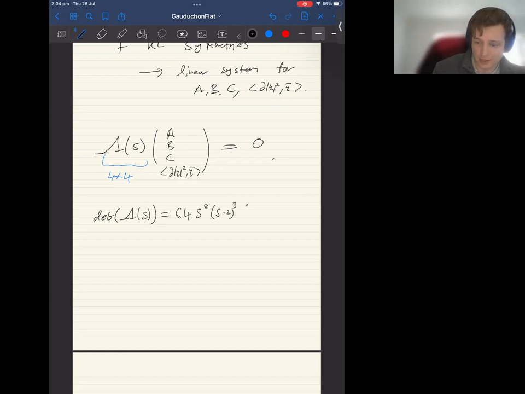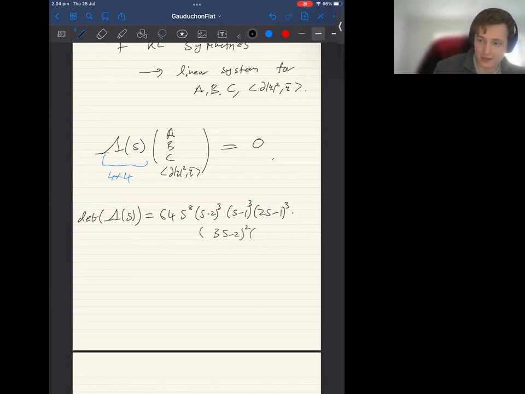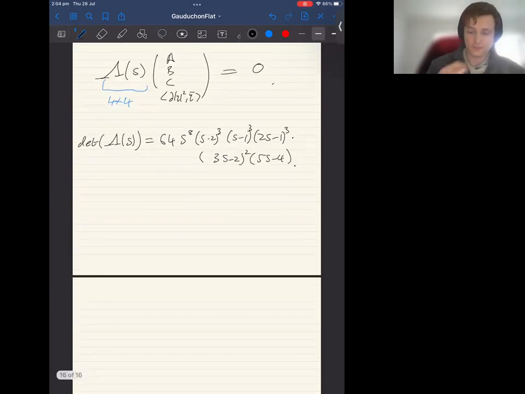And you get all our friends from the distinguished, from the Gauduchon line showing up. I'm running out of space to write this polynomial, but we continue. 3s minus 2 squared times 5s minus 4. Okay. Now, this is the only bit of analysis in the entire talk.